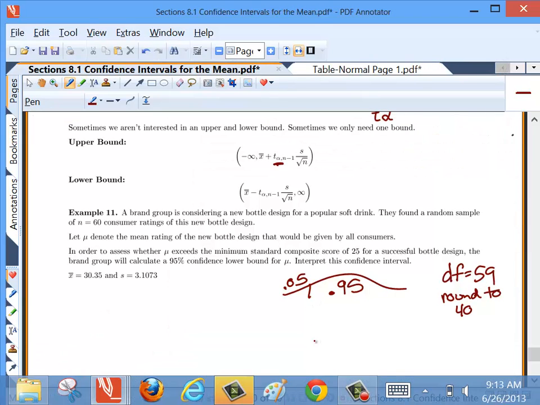What did I just say, 1.684? Well, if you think about it, if this value was positive 1.684, then what would this value have to be according to symmetry, because the t-distribution is symmetric? Negative 1.684.